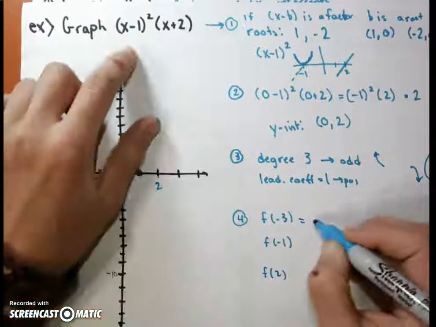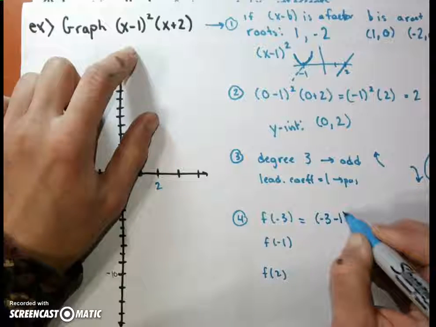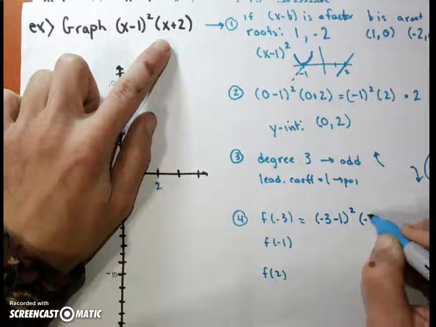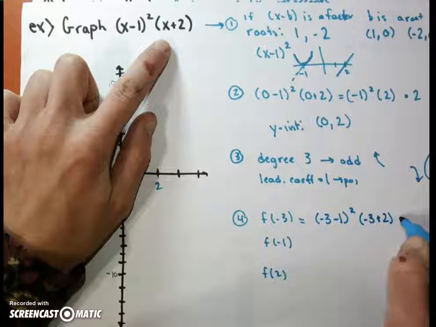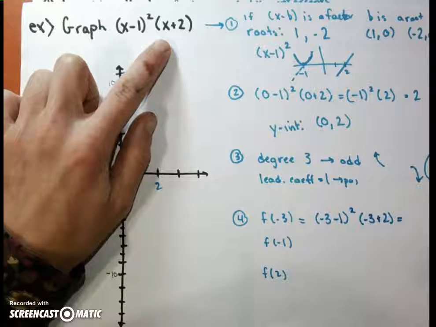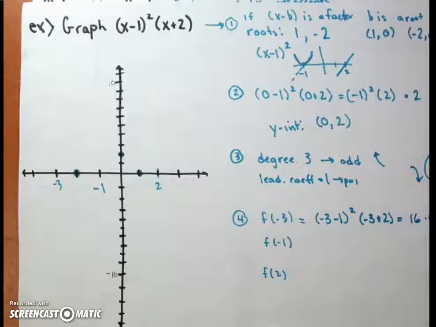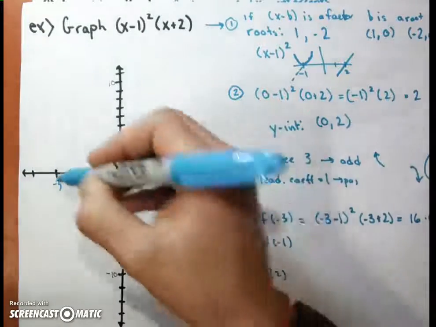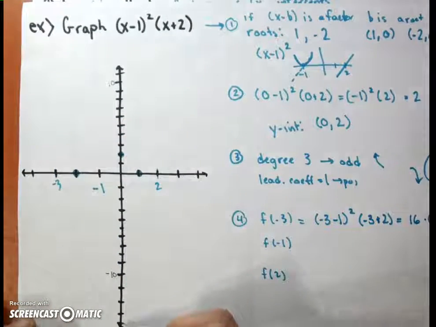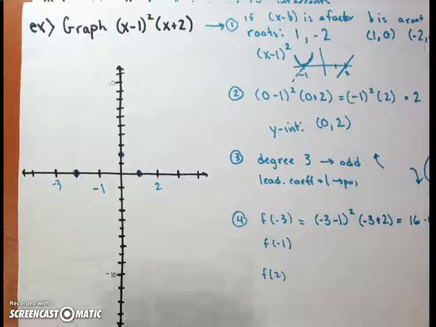So f of negative 3 is going to be negative 3 minus 1 squared times negative 3 plus 2. And that will give me 16 times negative 1, which is negative 16. So negative 16 is going to be way down here somewhere. This is the point (negative 3, negative 16).